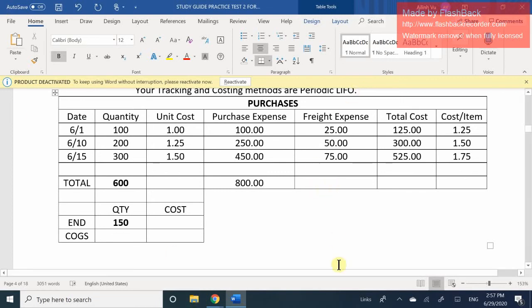All right. How much is your total freight? 150. Okay, oops, this is supposed to be bold as well. And then what is my total purchase? 950? Correct. All right.